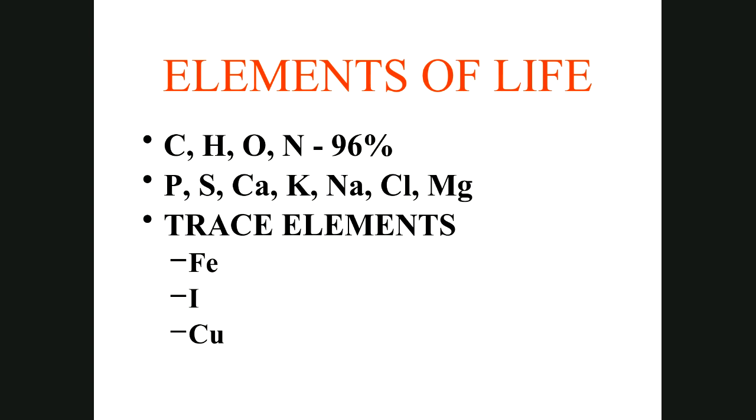I is iodine, and iodine is extremely important for your thyroid to make your thyroxine and triiodothyronine, which controls cellular metabolism. And copper is an important metal for certain enzymes.